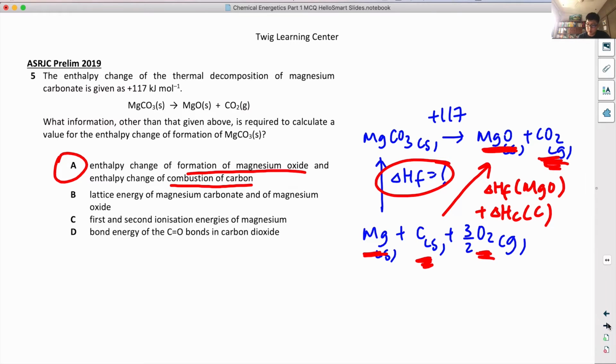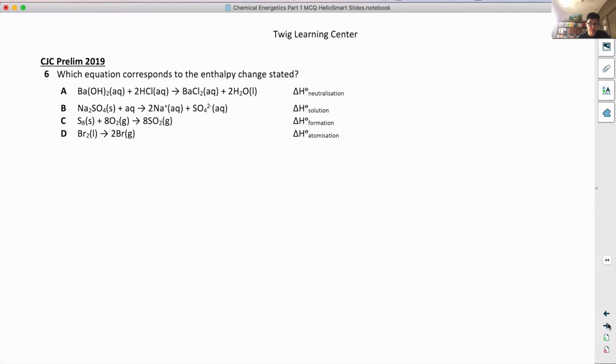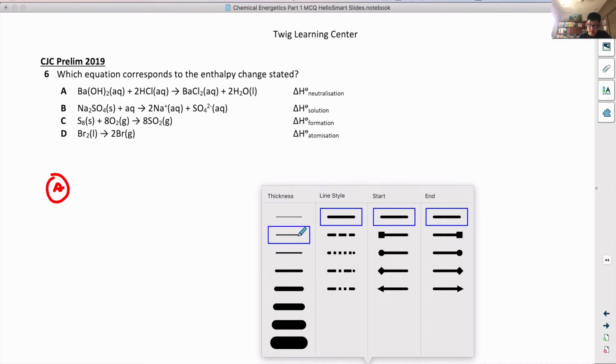Let's move on to question 6. Which equation corresponds to the enthalpy change stated above? If you look at option A, let's try option A. We run through them one by one to make sure you understand.